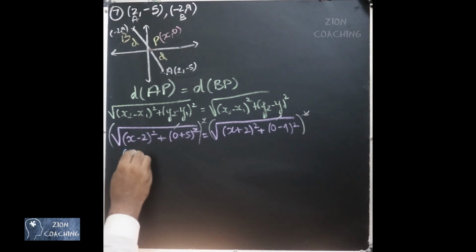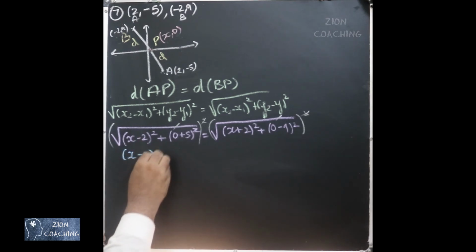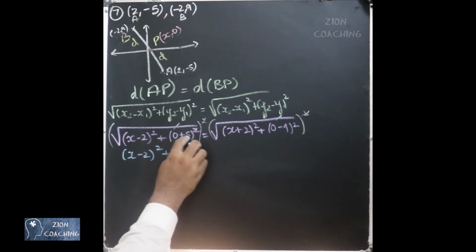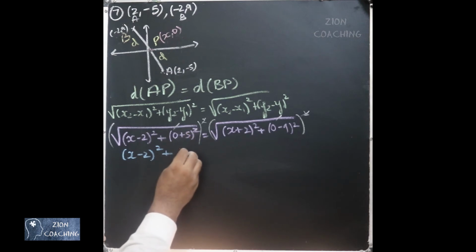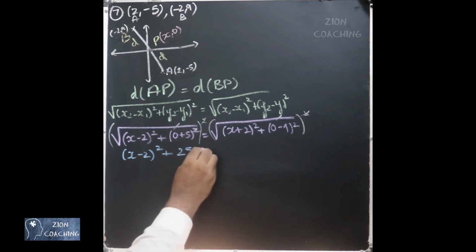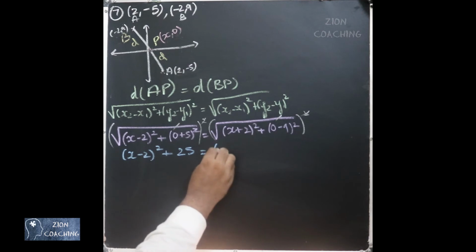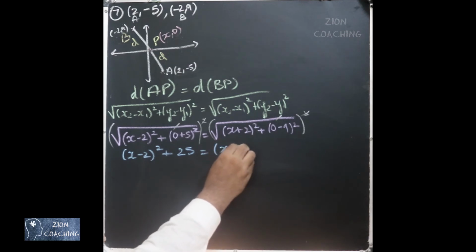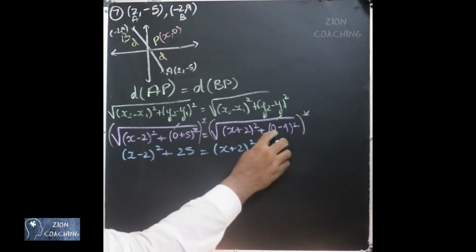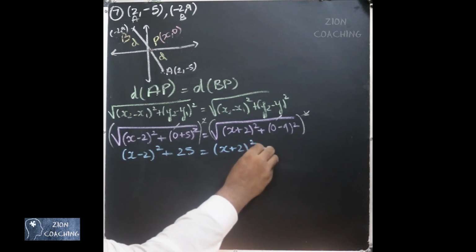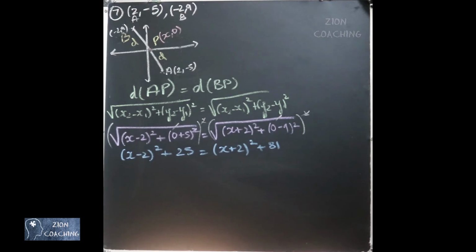That is x minus 2 the whole square. 0 plus 5 is 5. 5 squared is going to be 25 equal to, on the other side we will have x plus 2 the whole square. 0 minus 9 is minus 9. Minus 9 squared is going to be 81. This is what we will be left over with.